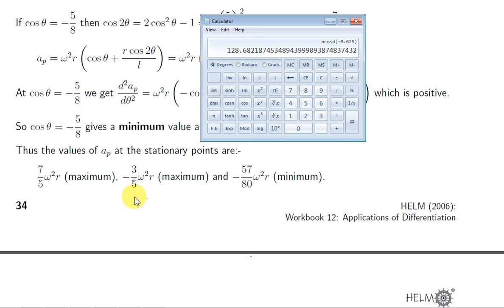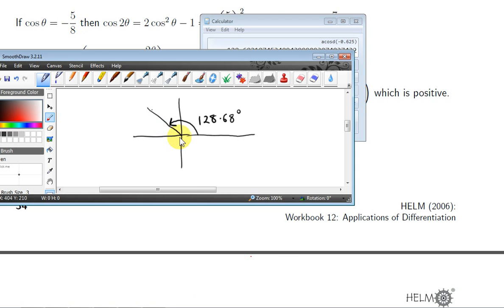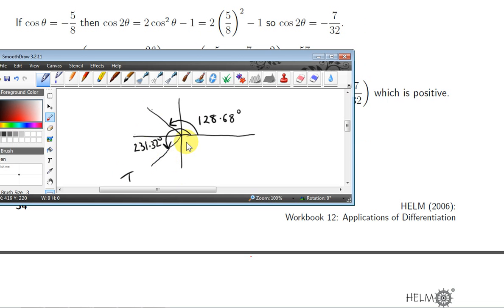Now there are two values of theta that give each of these accelerations. One of those two values is 128.68 degrees. Now to get the other value of theta, we just reflect this angle through the x-axis here. So we have this angle here, an angle between 180 and 270 degrees. So this is the third quadrant. Only the tan function is positive for angles in this quadrant, so the cos function is negative. So if you reflect this angle through, just get this angle here and add it onto 180, you get 231.32 degrees. So these are the two values of theta that give cos theta equals -5/8.